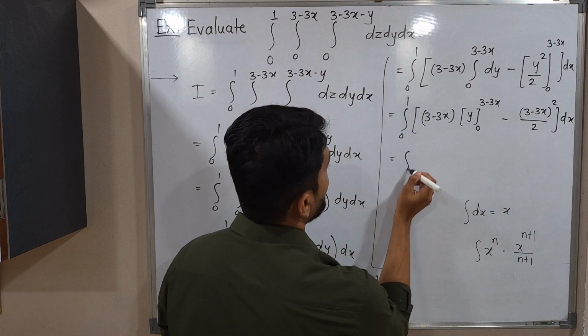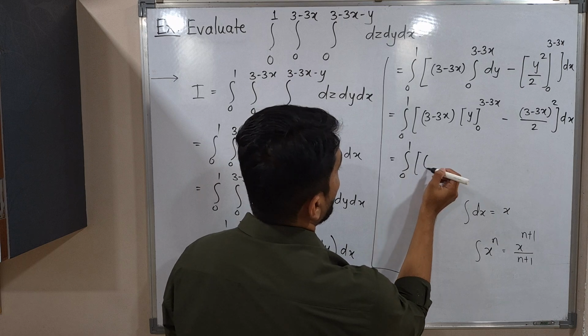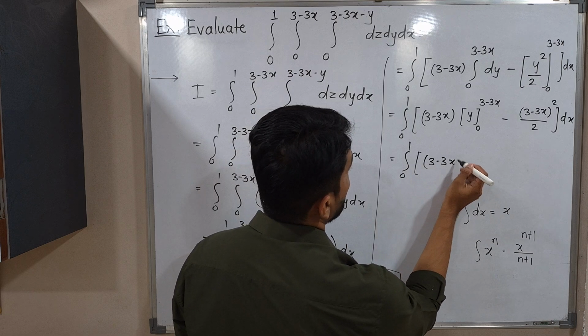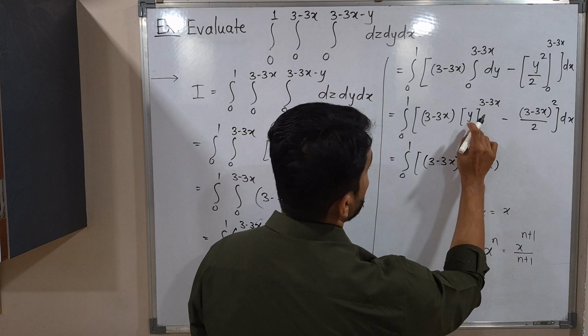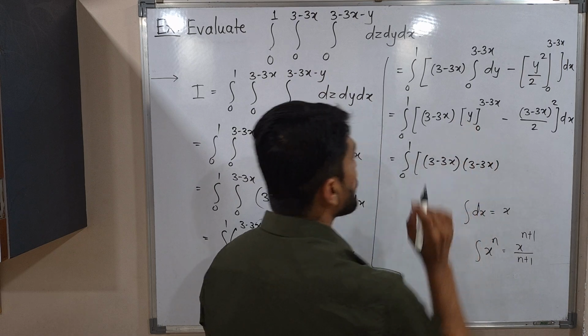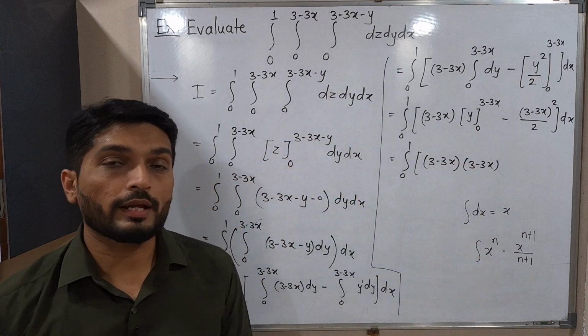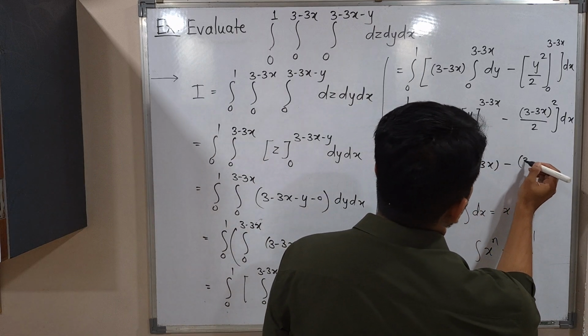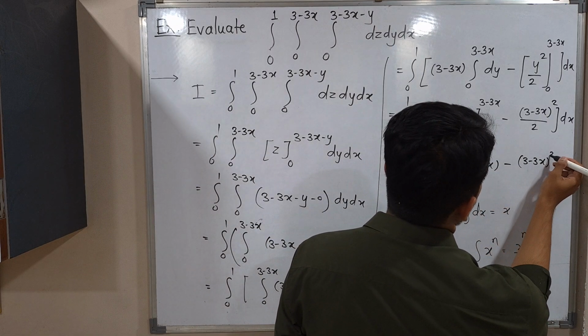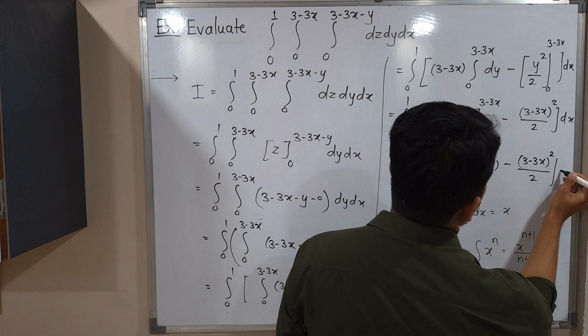This is equal to 0 to 1. What we have? 3 minus 3x. I am putting the upper limit 3 minus 3x at the place of y. If I put 0, you will get 0. So that's why I'm not writing that thing. Minus 3 minus 3x square by 2 dx.